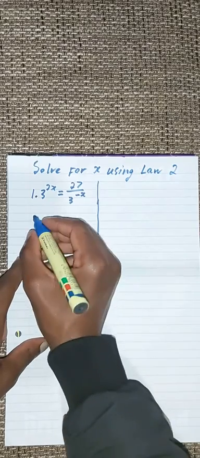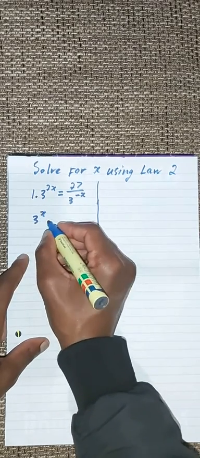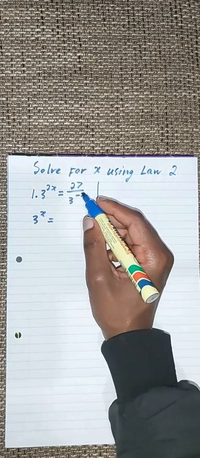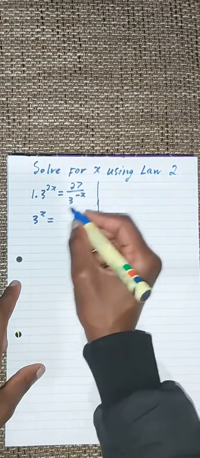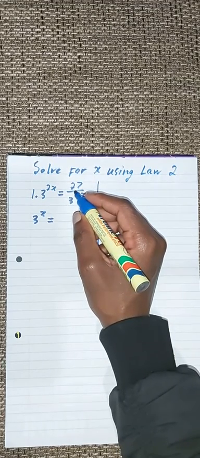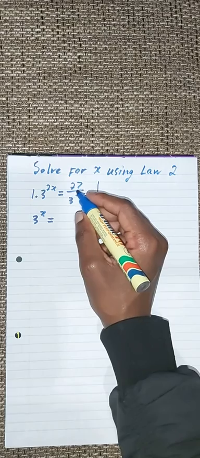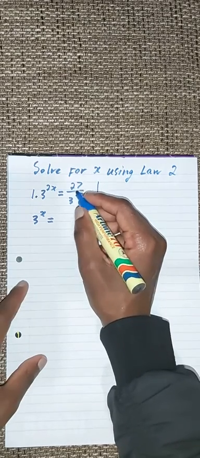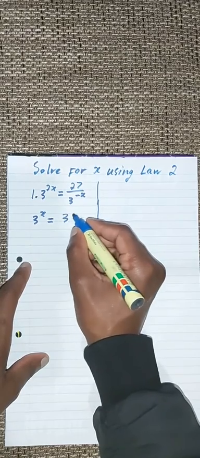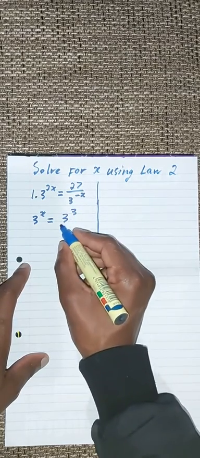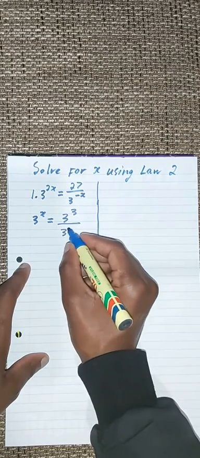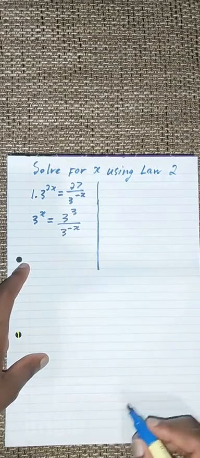So how do you write 27 as an exponent? For us to change 27 into a common base of 3, it has to be written in the form of exponents. So for us to write 27 in exponential form, we should say 3 to the power of 3. When you say 3 to the power of 3, you get 27, and then at the bottom we'll have 3 to the power of negative x.